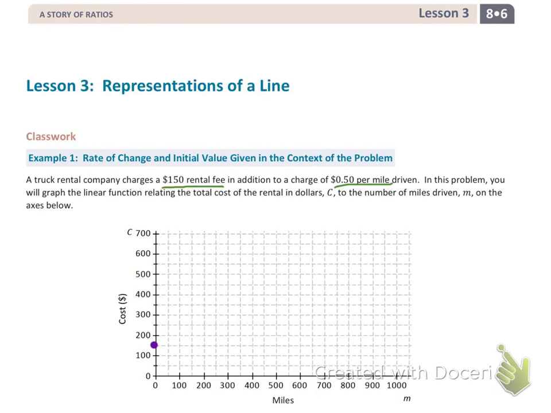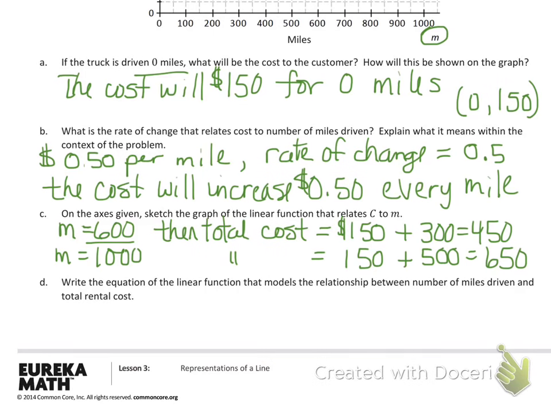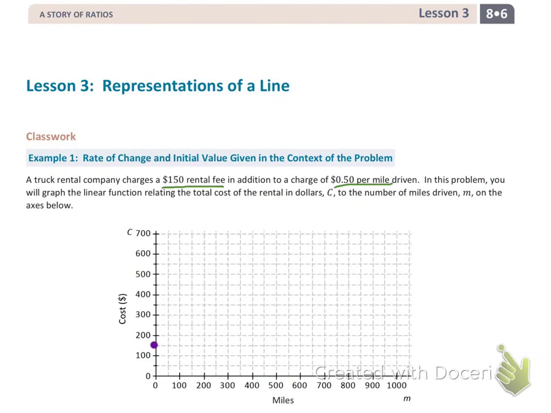So we've got the first point already. For, what did we have? For 600 miles, it was $450. And so that would be, right? Oh, wrong tool. 600 miles would be $450. And for 1,000 miles, that would be $650.